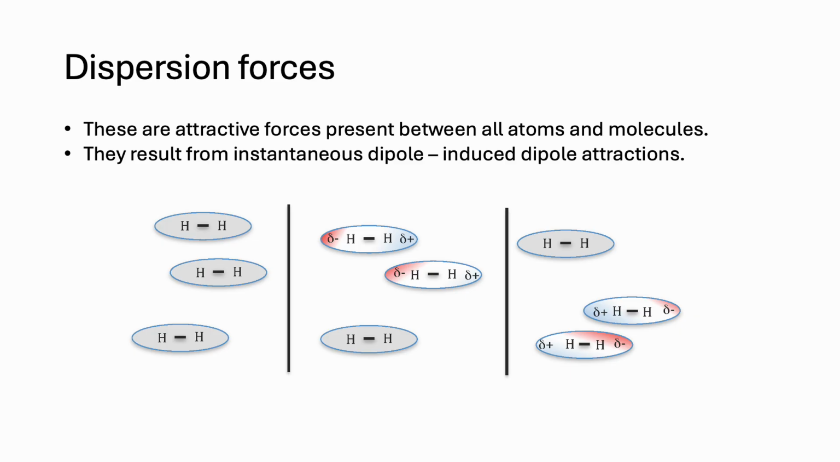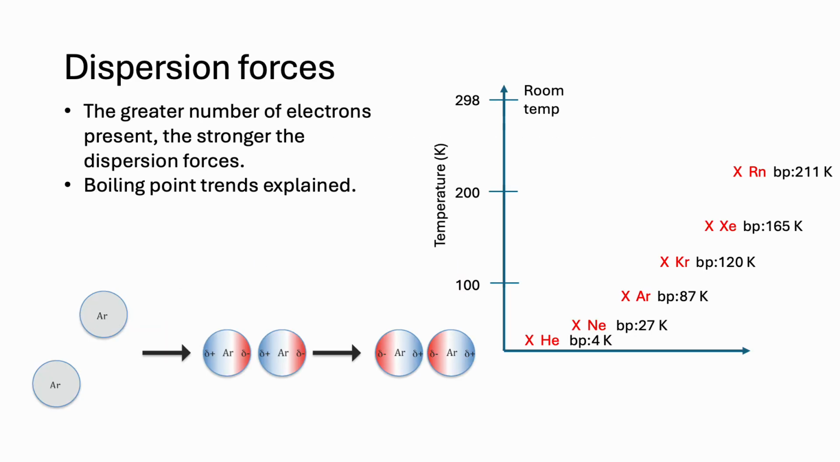These are instantaneous dipole-induced dipole attractions and are forming, disappearing, and reforming constantly in all liquids. These are called dispersion forces for short. Dispersion forces are always present, as they result from the polarization of an electron cloud. The greater the number of electrons present in a molecule, the stronger the dispersion forces. They also exist between atoms of the group 18 elements and explain the trend in boiling points.